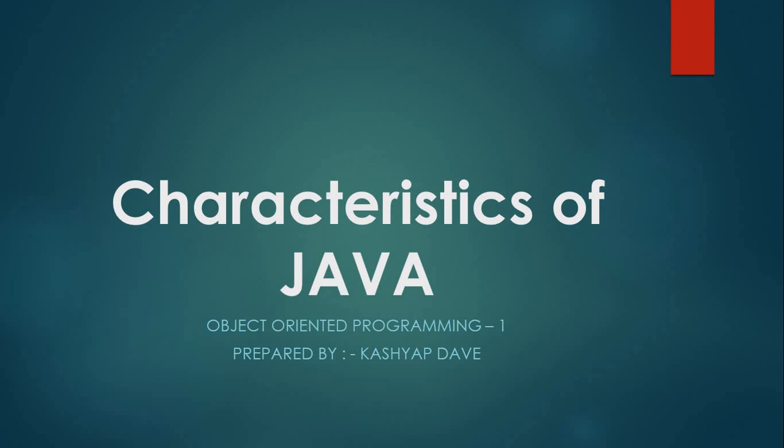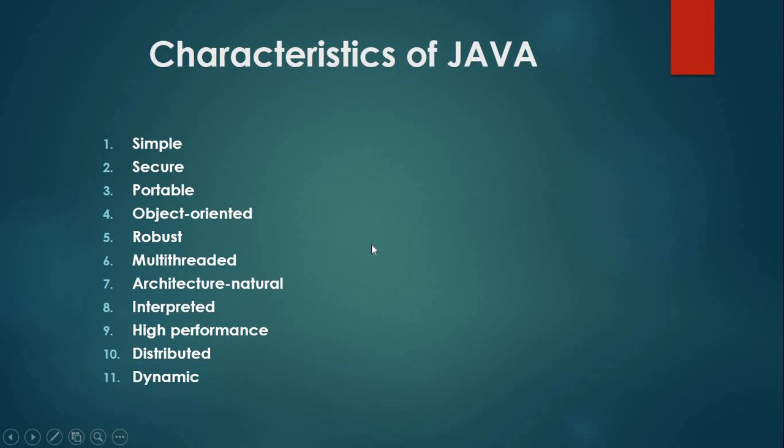In today's video lecture, we are going to discuss the characteristics of Java, or we can say the features of Java. So here I have listed 11 features of Java. They are simple, secure, portable, object-oriented, robust, multi-threaded, architectural neutral, interpreted, high performance, distributed, and dynamic. So we will discuss them one by one.